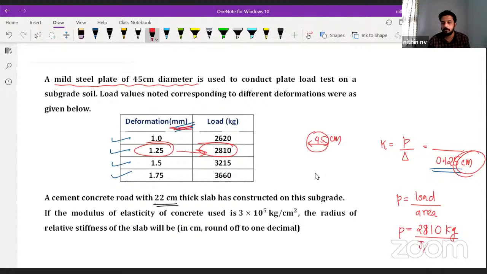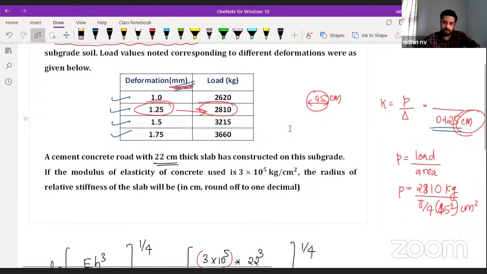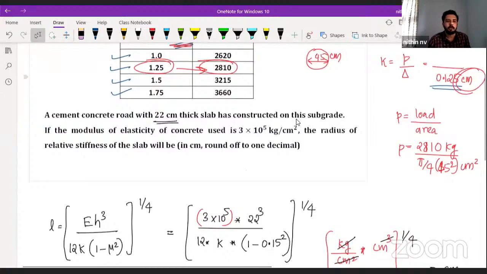2810 kilogram divided by pi by 4 into d square is 45. So I will be getting kilogram per centimeter square. Is it clear, guys? Okay. Then you have to divide with, I hope it is clear.